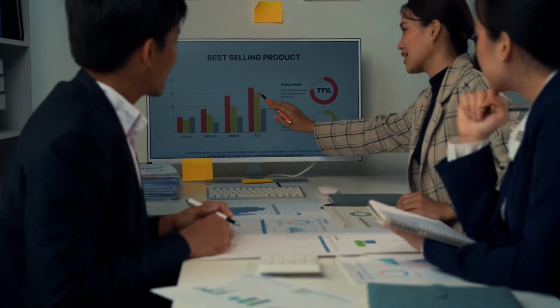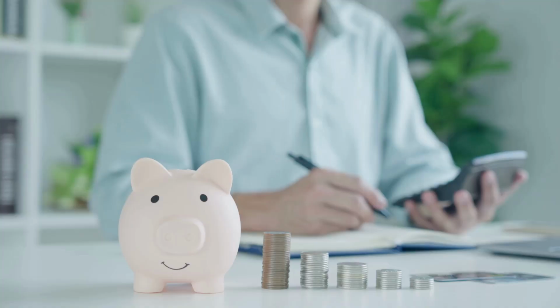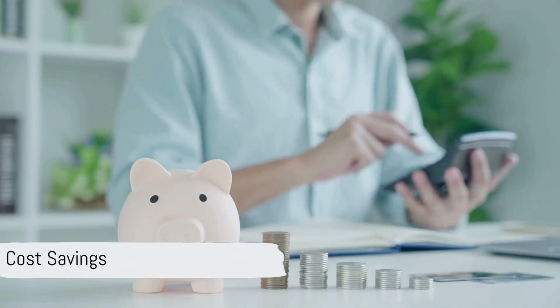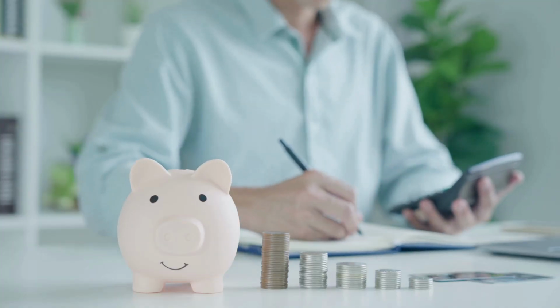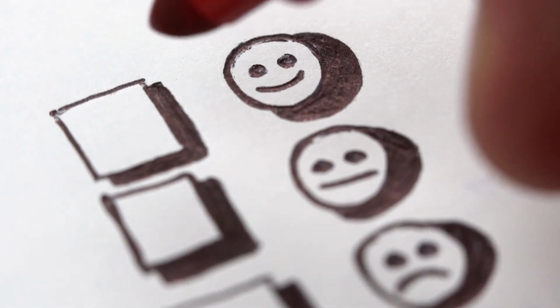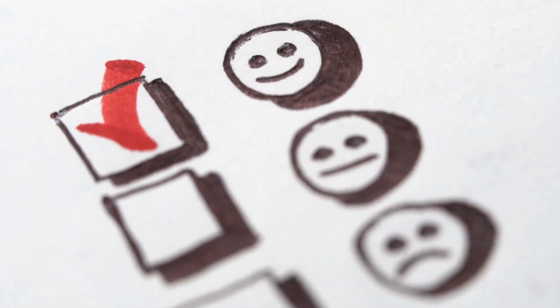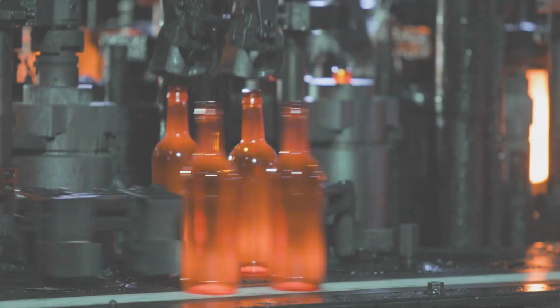SPC supports a culture of ongoing improvement, empowering teams to optimize processes. Cost savings. Preventing defects saves time and money, improving your bottom line. Reduced rework, fewer recalls, and improved customer satisfaction are direct benefits of implementing SPC. In today's competitive market, these benefits not only enhance your operational efficiency but also strengthen your reputation for quality.